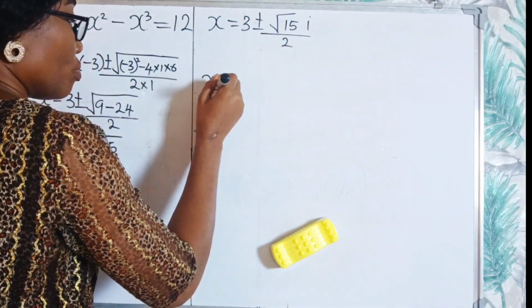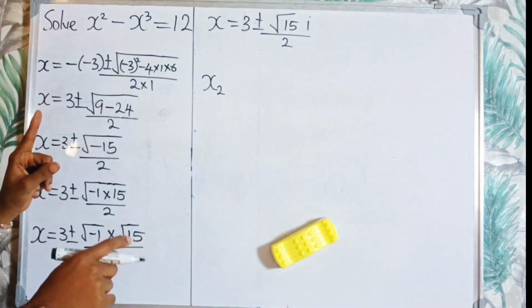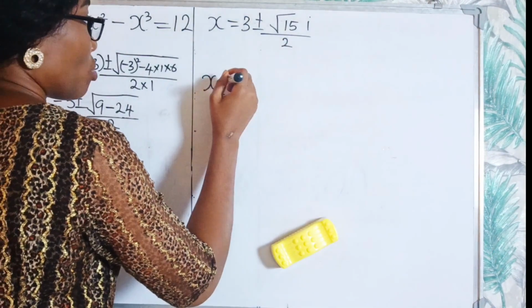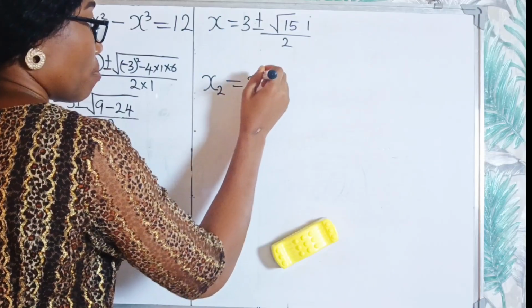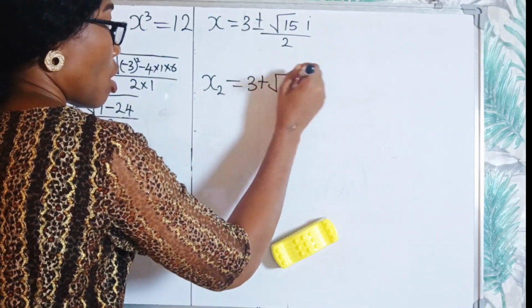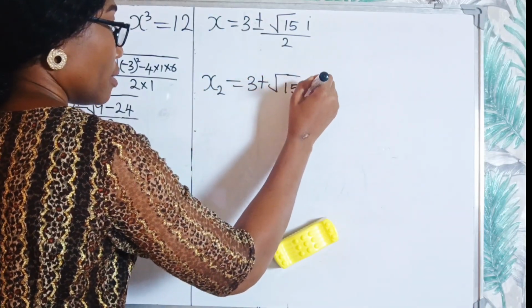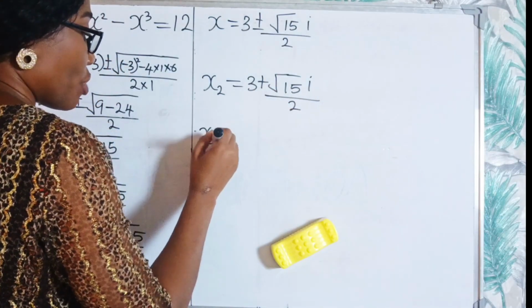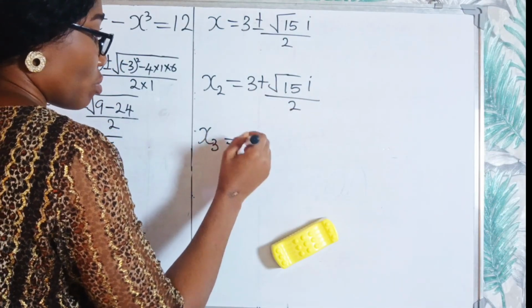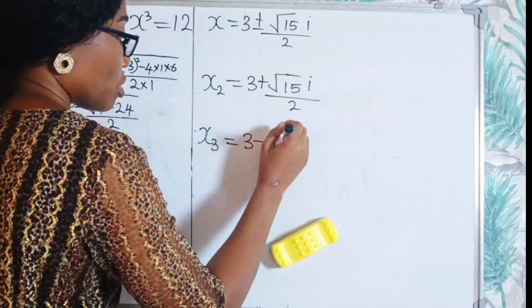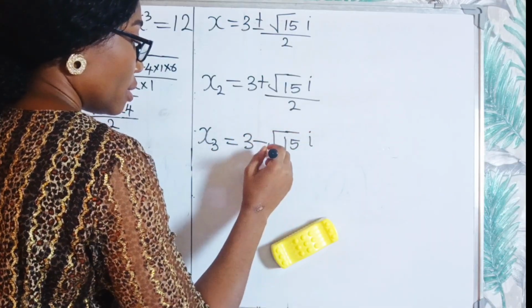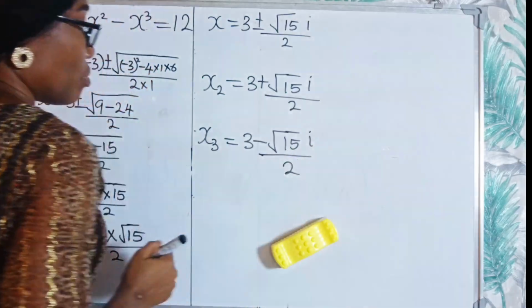So our x2, we already got the value of x1. So our x2 is equal to 3 plus the square root of 15 i divided by 2. And our x3 is equal to 3 minus the square root of 15 i divided by 2.